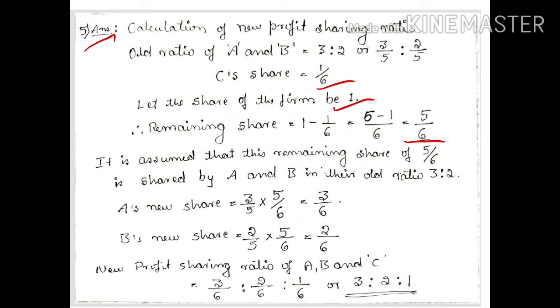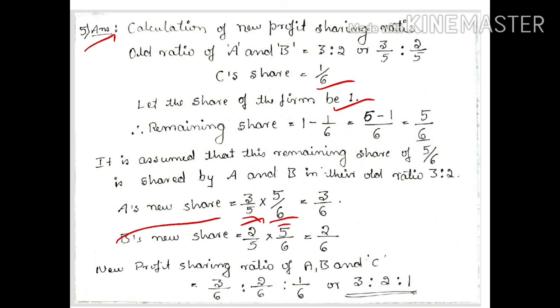Next one, assumption. It is assumed that the remaining share of 5 by 6 is shared by A and B in the ratio of 3:2. That is an assumption. 5 by 6 is the remaining share. That share is distributed between A and B in their old ratio 3:2. Now calculate the new share of the old partner. New share is equal to 3 by 5, the old share, into the remaining share 5 by 6.